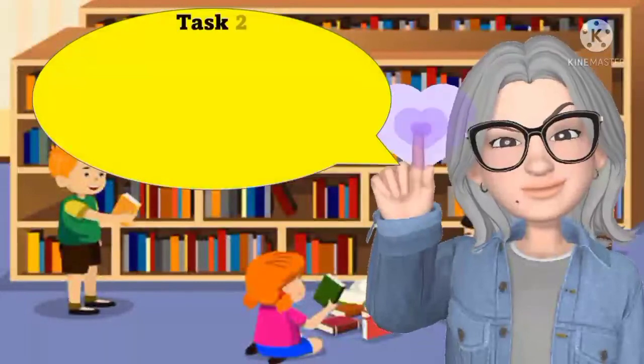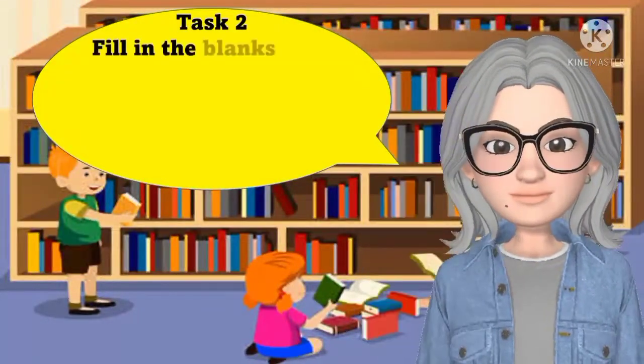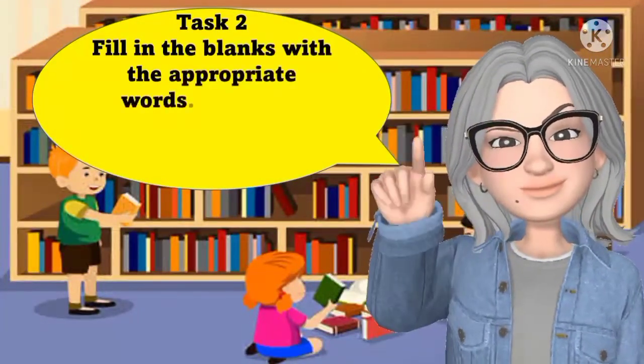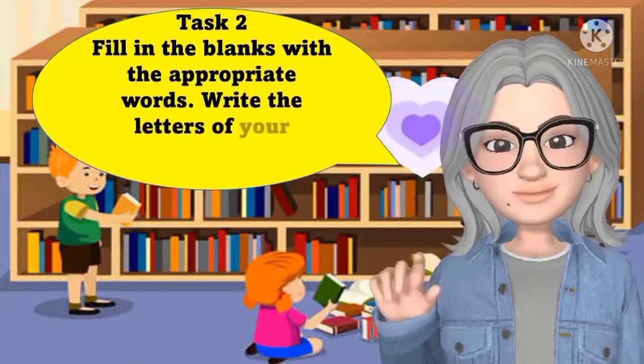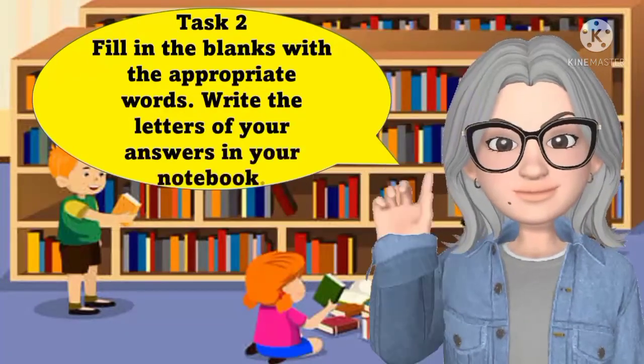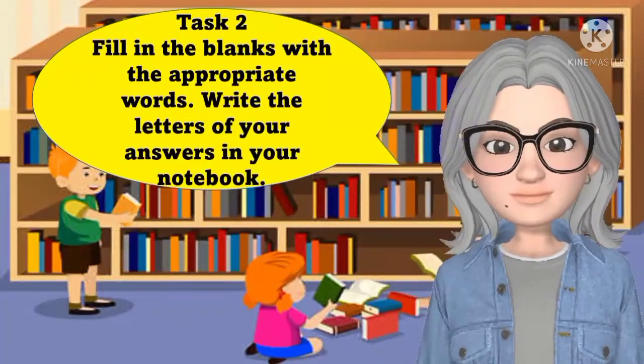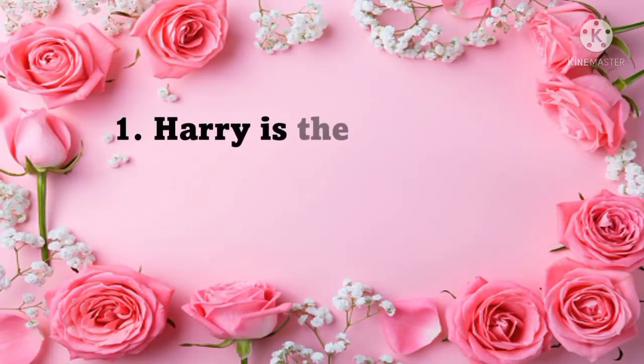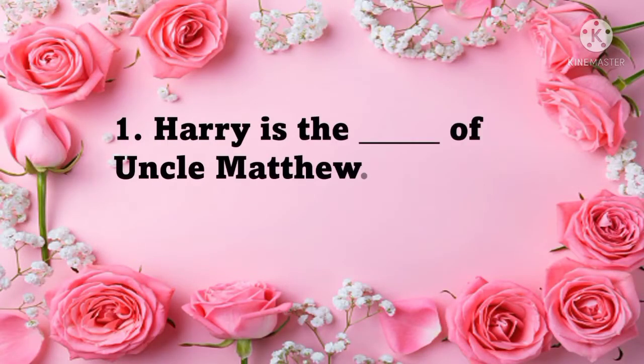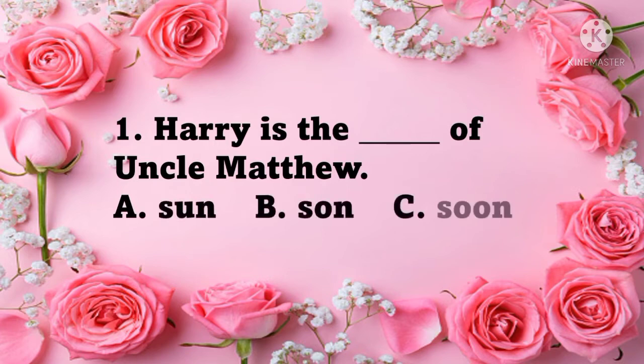Now we'll proceed to task 2. Fill in the blanks with the appropriate words. Write the letters of your answers in your notebook. Number 1. Harry is the blank of Uncle Matthew. A, son. B, sun. C, soon. The correct answer is letter B, sun.